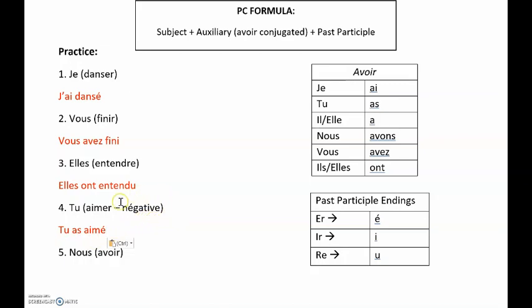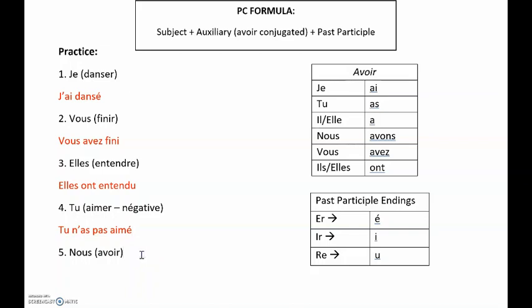But the key thing here is we want to put it into the negative. We want to say you did not like. So remember that when I'm changing a passé composé sentence into the negative, I need to surround my auxiliary with the ne pas. So it becomes tu n'as pas aimé. You did not like. So again, that ne pas surrounds the avoir portion. It doesn't surround the subject, doesn't surround the past participle, it doesn't go around the entire thing. It's just around this avoir part.